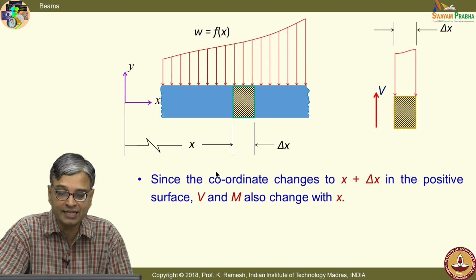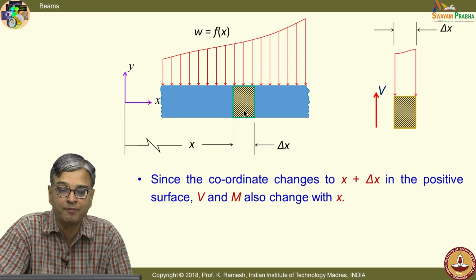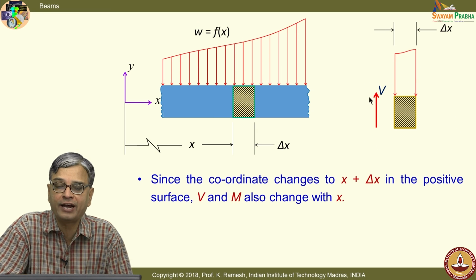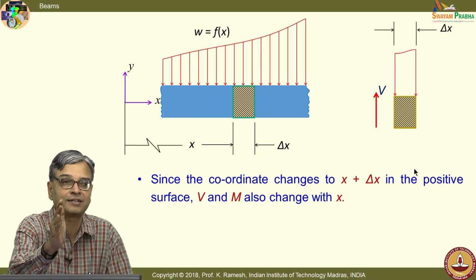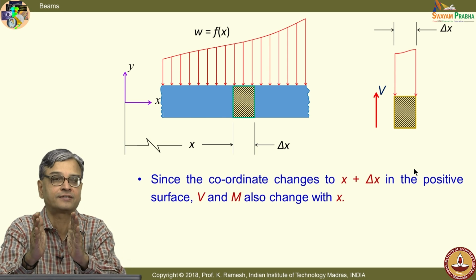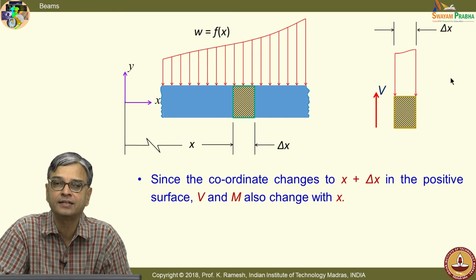Because I have taken a section at x and cut another section at x plus delta x, I am removing this block and I want to find out the free body diagram of this block. It is not that I pass only one section, I pass two sections at a distance delta x and want to find out under what forces this block is in equilibrium.